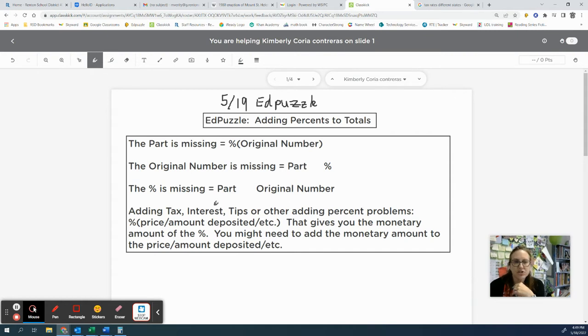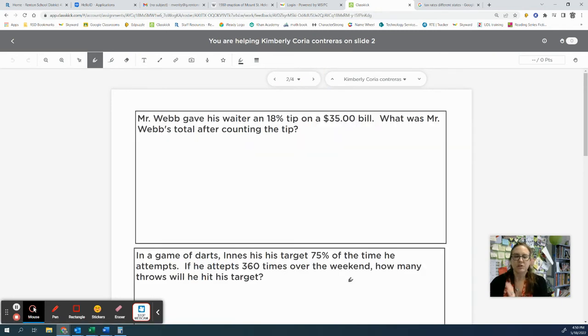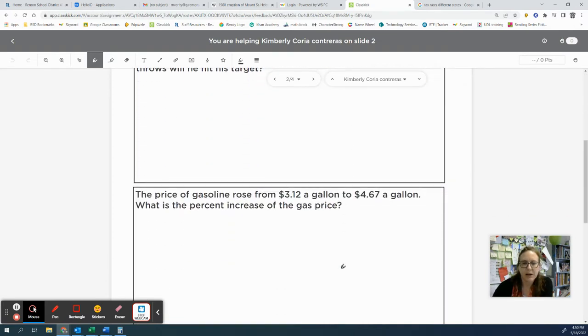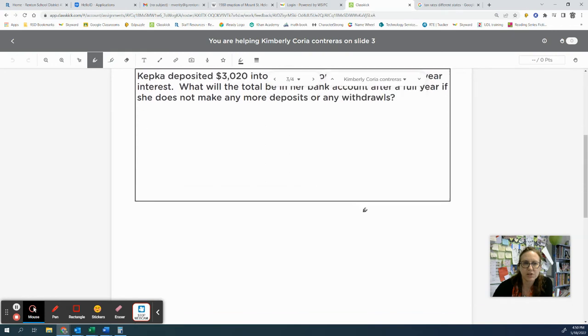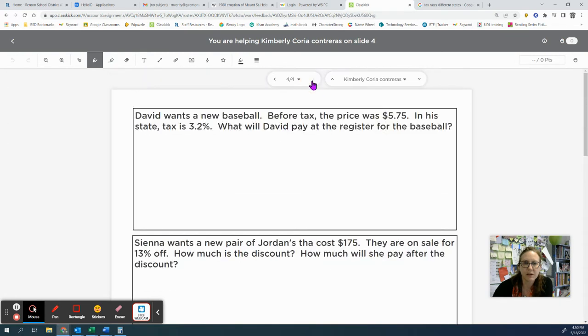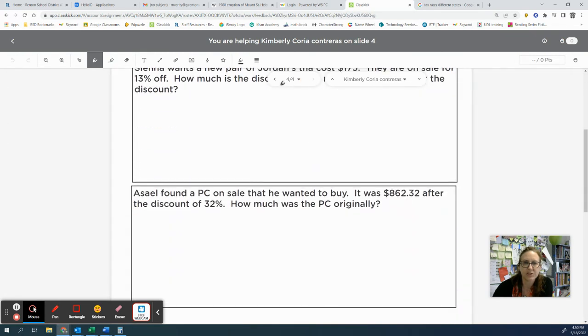So this first page just goes over some of the formulas to solve some of the problems. Take a moment to read them, and then I'm going to ask you some questions. All right, so we're going to go on to the next page. We've got some problems here. We've got 3 on this page, 2 on this page, and 3 on this page.